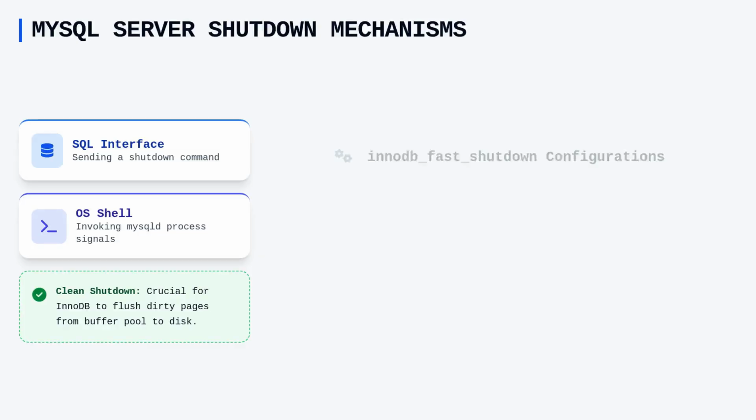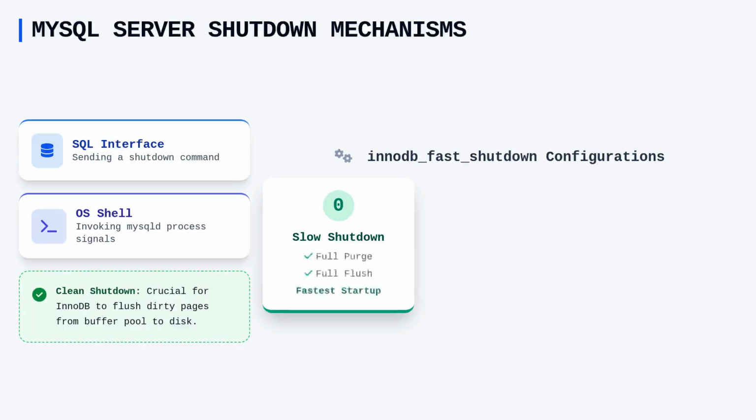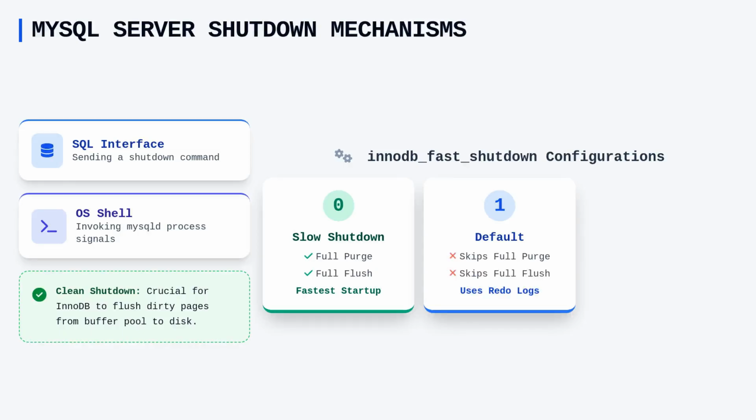The innodb_fast_shutdown configuration variable dictates how much work the server performs during this exit sequence. If set to 0, the server performs a slow shutdown, which involves a full purge of the change buffer and a complete flush of the dirty pages, which minimizes the time required during the next startup event. If set to 1, which is the default, the server skips the full purge and flushing process, relying instead on the redo logs for consistency upon the next boot.